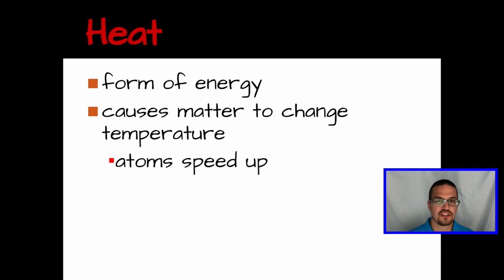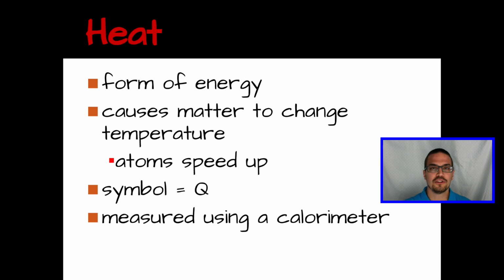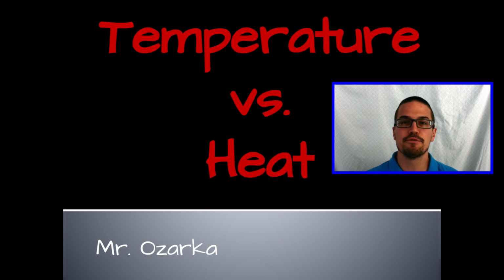It causes atoms to speed up, which causes temperature to change. The symbol for heat is Q, and it's measured using what's called a calorimeter. So temperature is measured using a thermometer, and heat is measured using something that's called a calorimeter, which we're going to talk about in a later video. So that's basically the difference between temperature and heat.